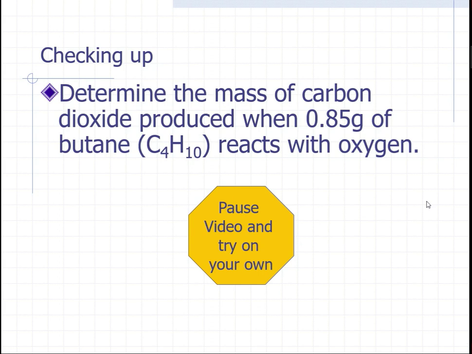Determine the mass of carbon dioxide produced when 0.85 grams of butane reacts with oxygen. This is that combustion reaction. Remember that in a combustion reaction, the other product is water. Go ahead and pause the video, try this on your own, and when you come back, I'm going to go ahead and click forward and show you the answer as to what you should have done.